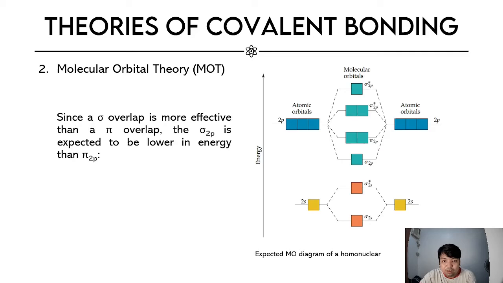Now, just like in valence bond theory, a sigma overlap, a head-on overlap, is more effective than a sideways overlap, and therefore it is expected that the sigma 2p will be lower in energy than the pi 2p. Now, the problem here is that this was not observed in the homonuclear diatomic molecules of the lighter p block elements of period 2.